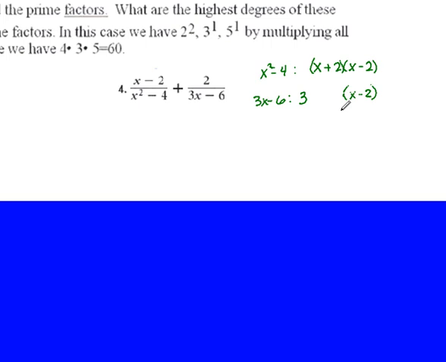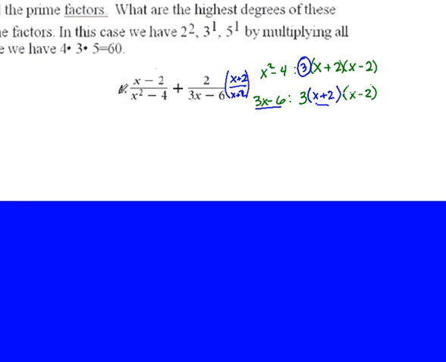All right, so I want to look and say, okay, well, what factors are missing? For this one, I'm missing a factor of 3. And for this one, I'm missing a factor of x plus 2. So in order to make them have the same denominators, I need to multiply this guy still by x plus 2. So no, I said that wrong. I'm going to multiply by a form of 1, which is x plus 2 over x plus 2.